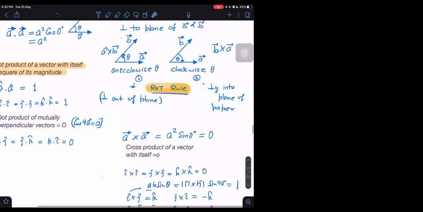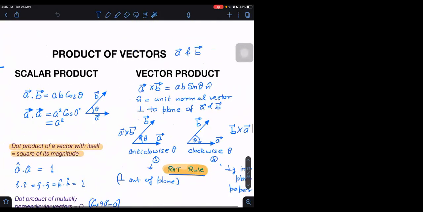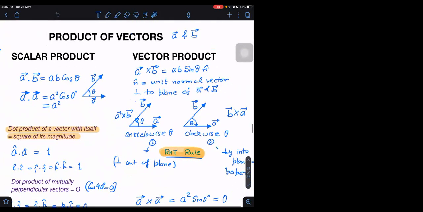Okay, so we have to remember two types of product are there. One is scalar, one is vector. Scalar product is AB cos theta. Vector product is AB sin theta. But here the result is vector. So AB sin theta is just magnitude. If I only say AB sin theta, that is not sufficient. I have to specify direction. Direction is specified by the normal vector.